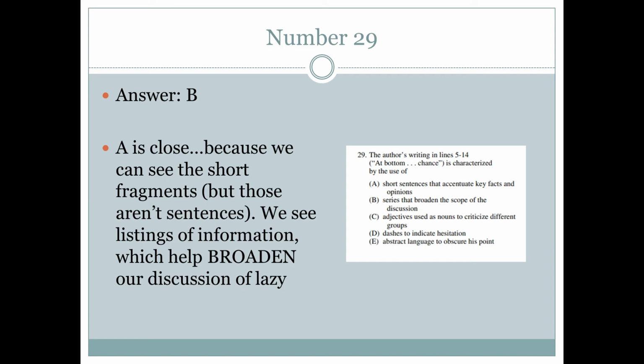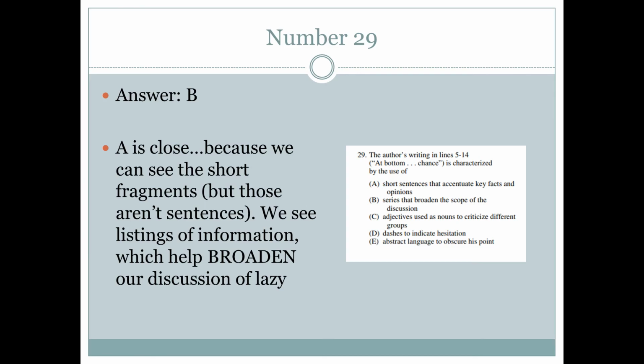The author's writing in lines 5 through 14, quote, at bottom, chance, is characterized by the use of B. This one's tricky because, remember, we had the answer earlier about broadening the scope. Some of you might have chosen A. A is close because we do see a bunch of short fragments, but number one, those aren't sentences, those are fragments, and number two, we see a listing, so we think, oh, they're accentuating key facts and opinions. Well, are they though? They're not really facts or opinions per se, but they're more about opening the discussion broader regarding this topic of laziness here. So it has to be B.